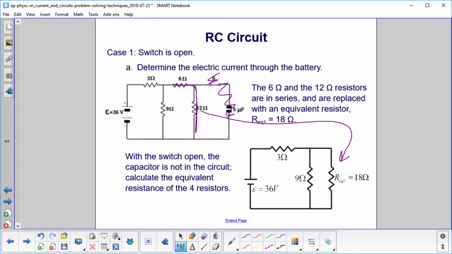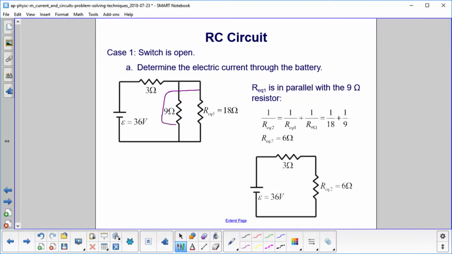Now, do you see anything in this picture where you have a perfect parallel or a perfect series? Go to the next slide. We do have this setup here where these resistors are perfectly in parallel. R equivalent 1 we found on the previous slide is 18, and here's our 9 ohm resistor. We will now calculate 1 over R equivalent 2, just trying to keep track of our nomenclature. So that's 1 over 18 plus 1 over 9, and we get R equivalent 2 is going to be 6 ohms.